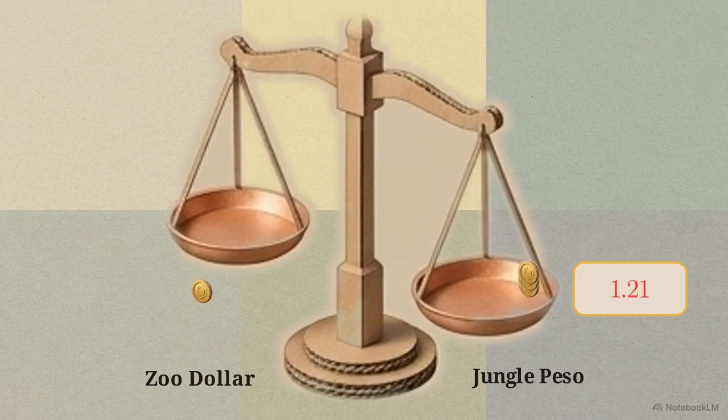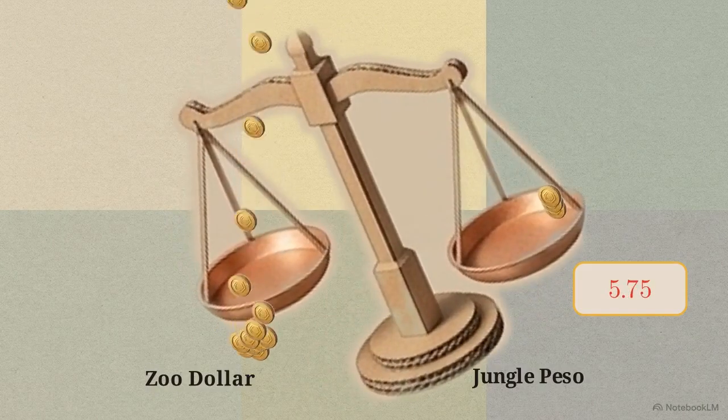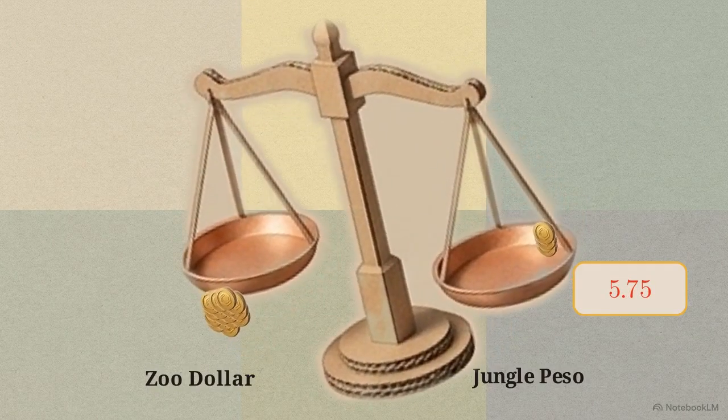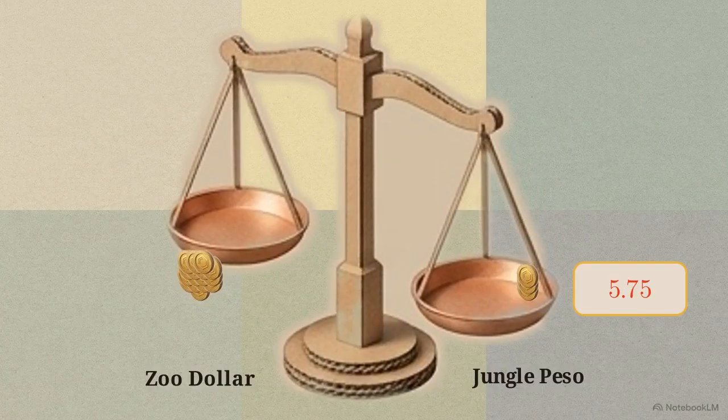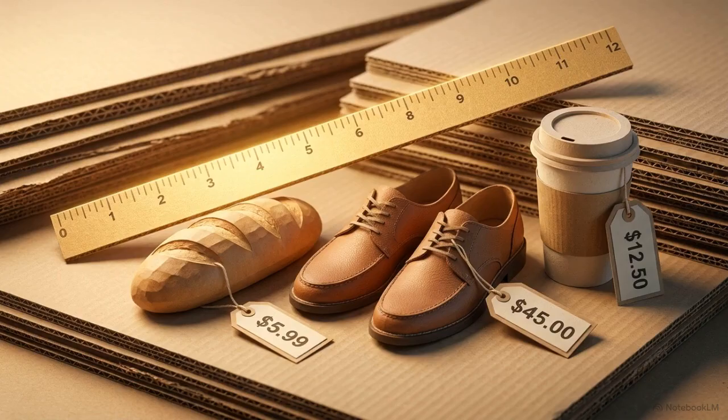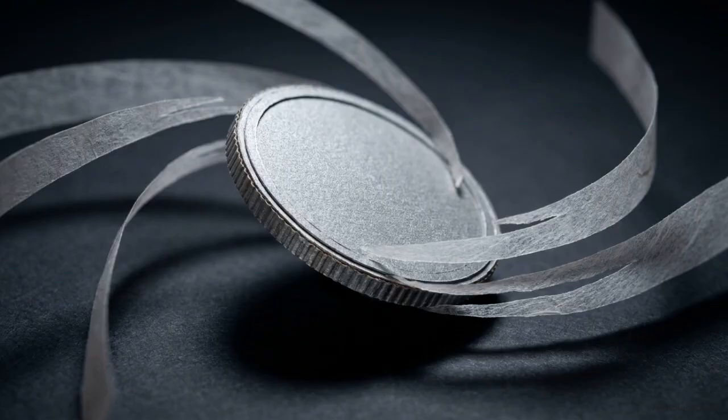But it's a moving target. Today, that rate shifted against you. You now give up much more local cash to get the exact same amount of foreign money. We usually think of money as the yardstick that determines the price of goods. So if money dictates the price of everything else, what invisible forces are dictating the price of the money itself?